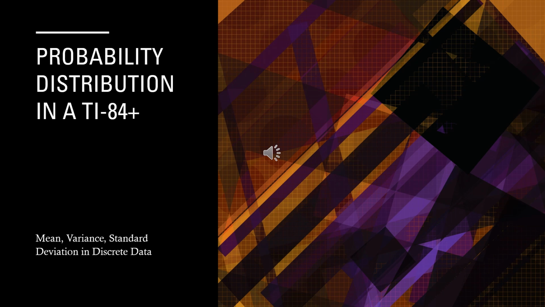This is probability distribution in a TI-84 calculator. We're going to be looking at the mean, variance, and standard deviation for discrete data sets, like how many TVs are in this house and how many nieces and nephews do you have? Something that is countable. That's going to be your discrete data, and we will find the mean, the variance, and the standard deviation.